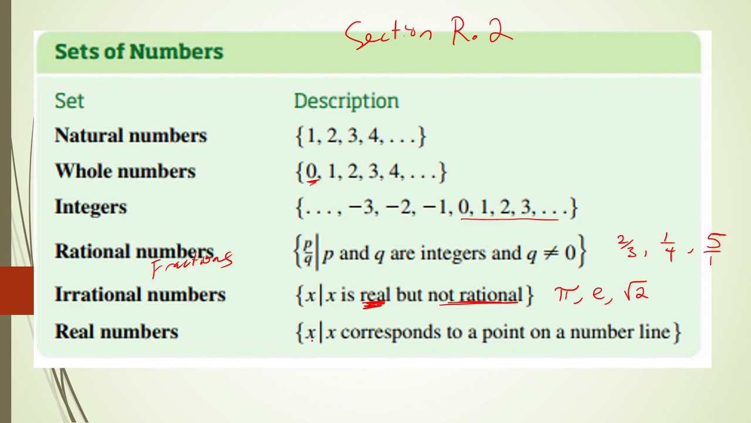Real numbers are of the form x, such that x corresponds to a point on the number line. Anything on the number line is considered a real number. So you have infinite possibilities between 0 and 1, and this thing continues on forever in either direction. Anything that can be written on the number line is a real number. Now we'll get to things that are not real later on in the semester. Those are the complex numbers, which we will introduce later.